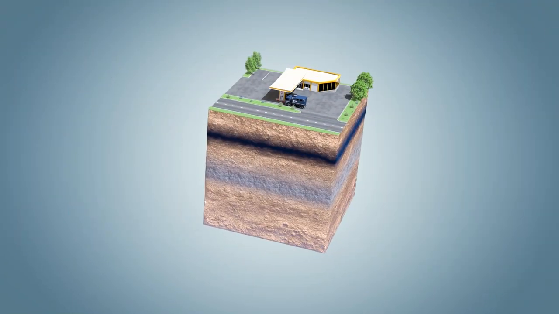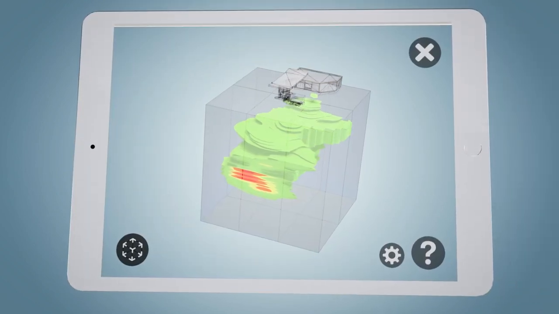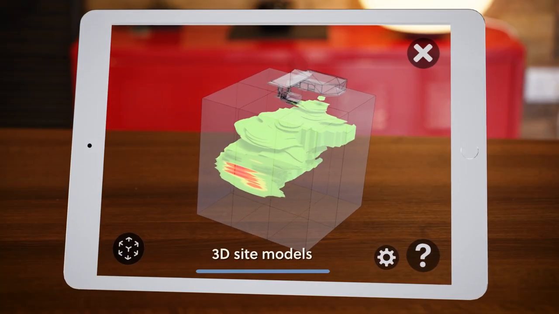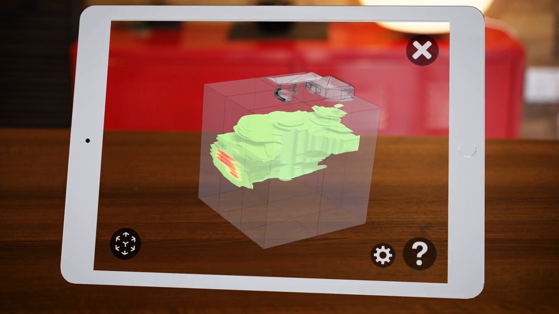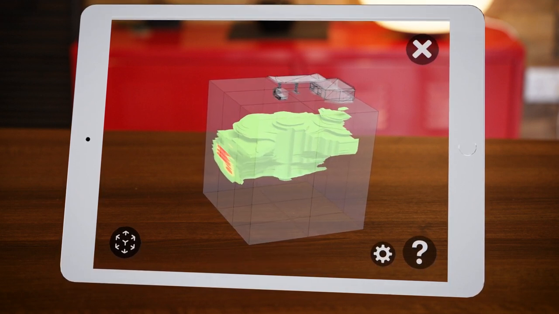From conventional 3D views to an advanced augmented reality environment, our 3D site models enable cost-effective calibration and data validation through target sampling.